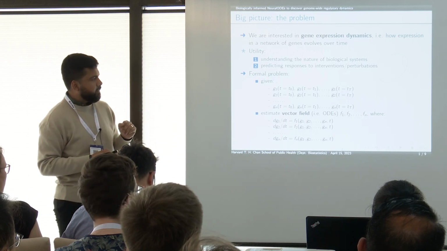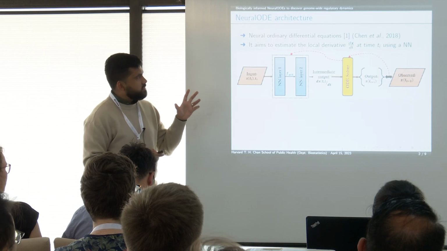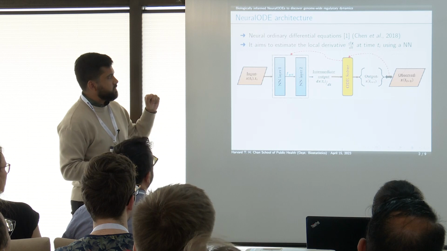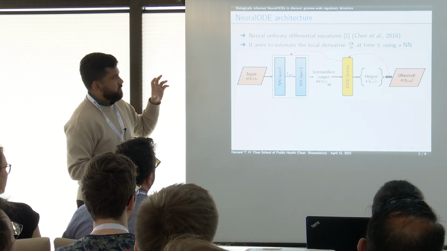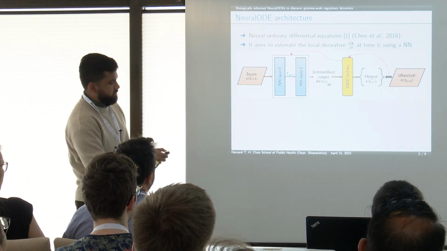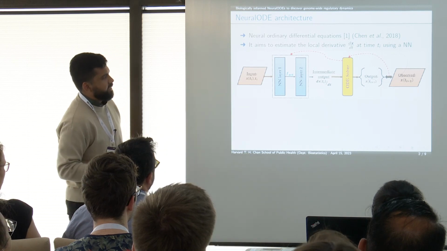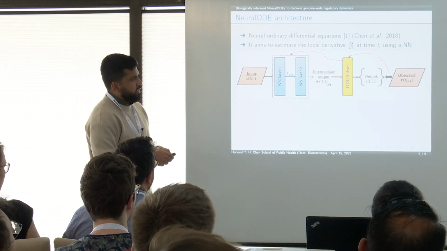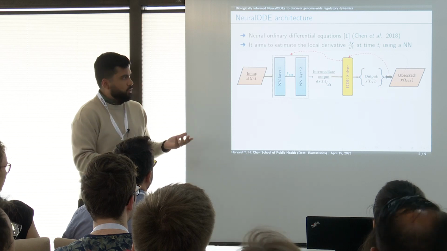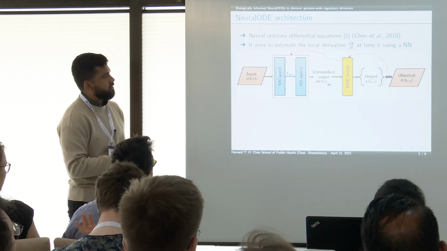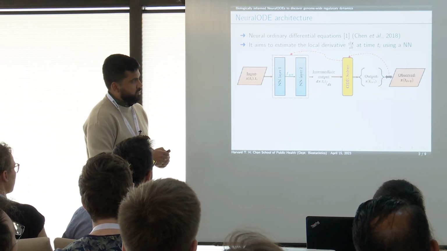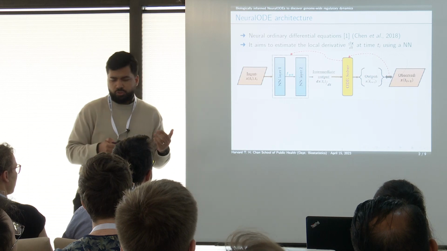Okay, so we start with this tool that came out in 2018, called NeuralODEs, which aims to estimate the local derivative. Given a vector of gene expressions, you aim to estimate the local derivative at every time point using a neural network block. This local derivative is then integrated through an ODE solver to give you the next time point. And so backpropagation needs to go through this ODE solver and then through your NeuralODE and through your neural network. Therefore, this neural network parameterizes the derivative, and it's exactly what you want.